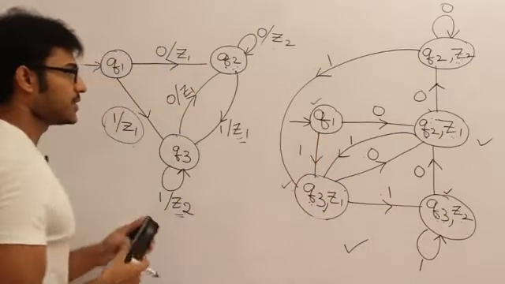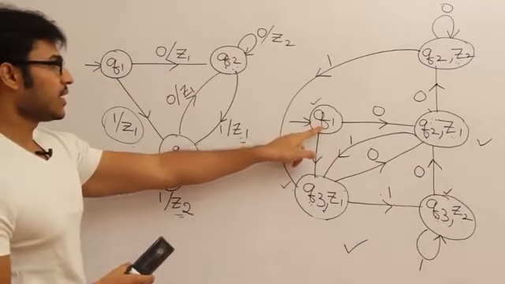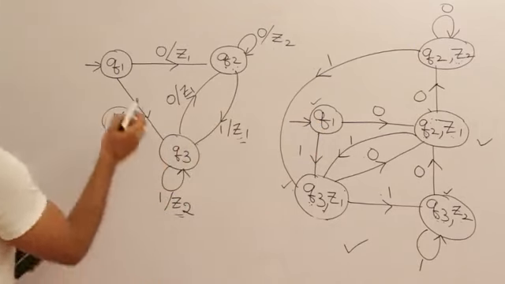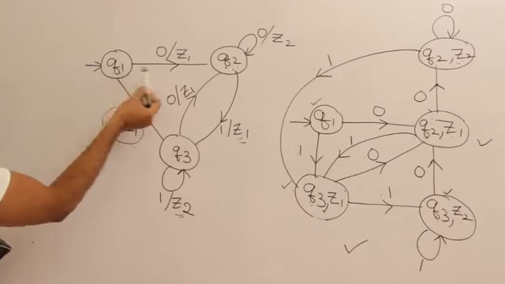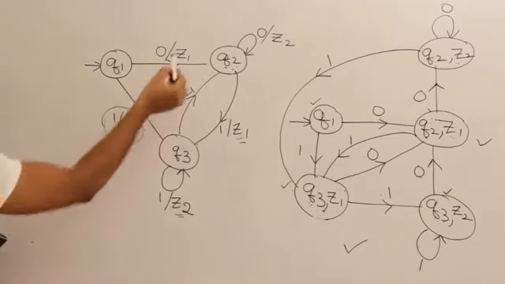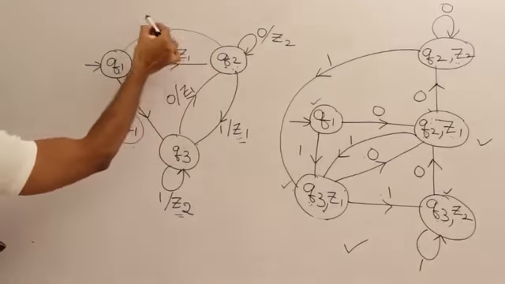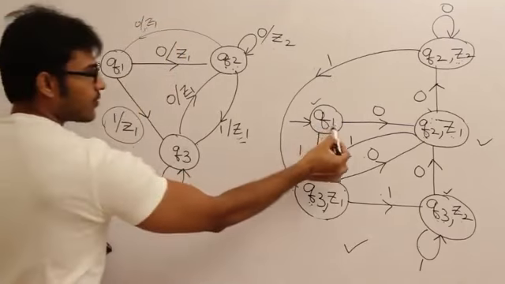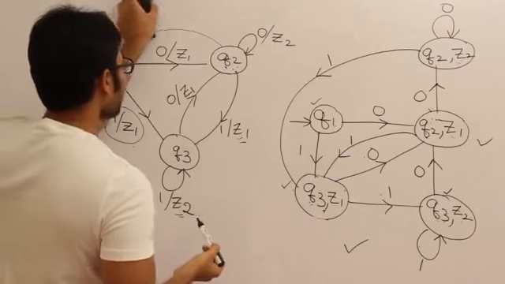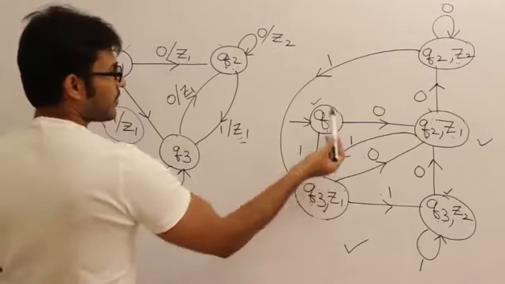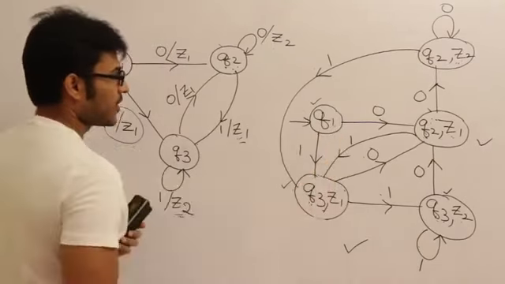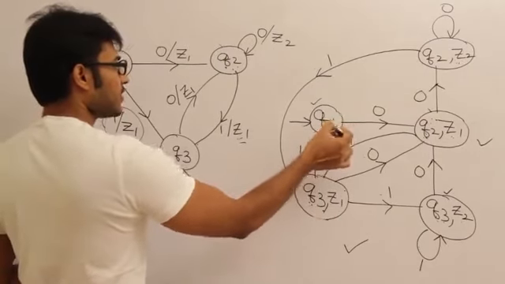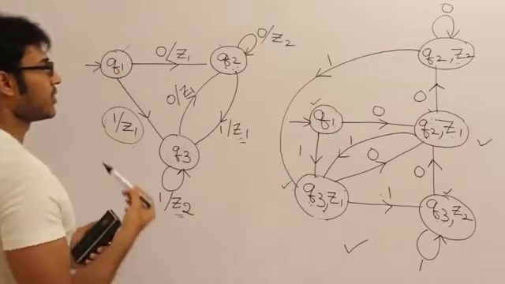Now what about the initial state? It didn't get any output, right? The reason why it didn't get any output is there is no incoming edge for Q1 which is showing any output. If there would have been some output like this, then I would have created something like Q1 comma Z1. But since we don't have any incoming edge, we have left it like this. So in order to complete the question, you can either write Z1 or Z2, that doesn't matter. You can take any output associated with this initial state. That is not going to be a problem.